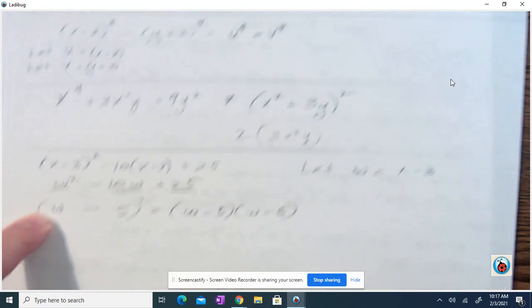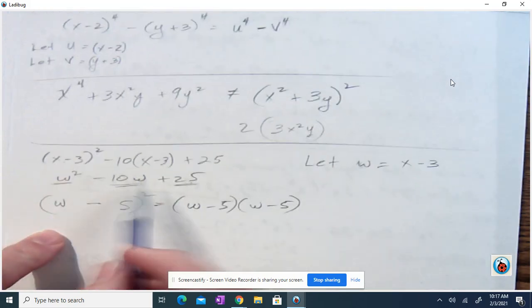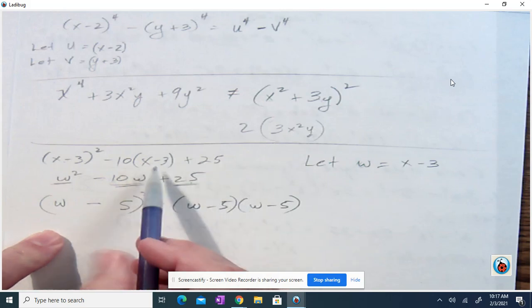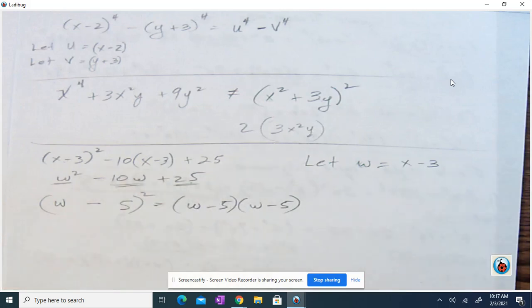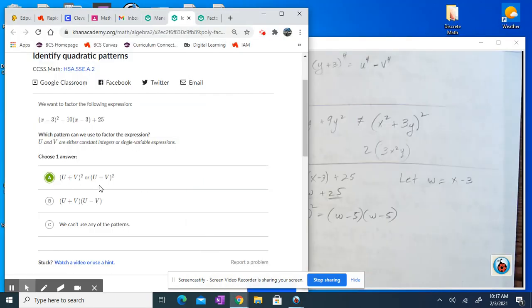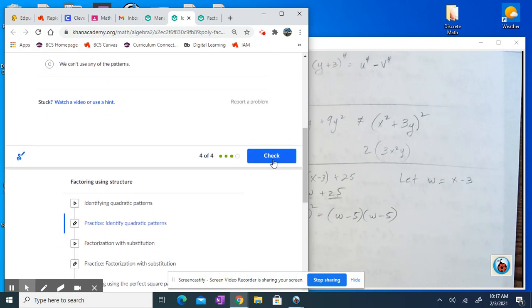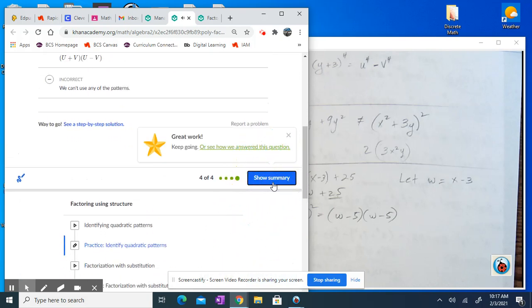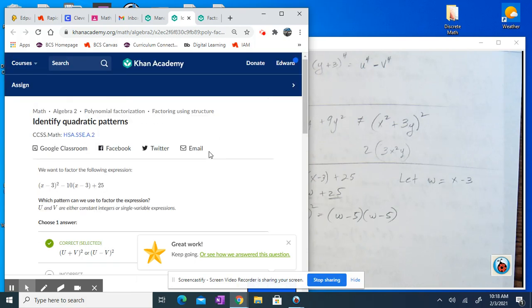So it works. So this is in the form of a difference. No, not a difference of squares, a perfect square. So this one. All right, so that one's kind of tough. All right, let's look at the next set.